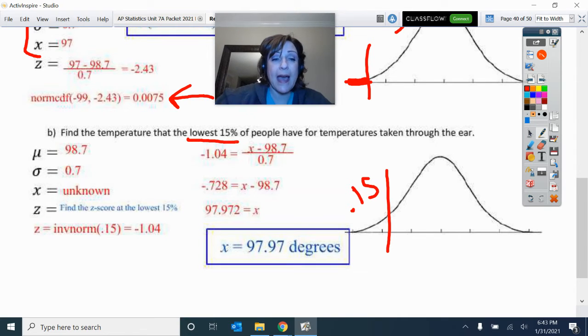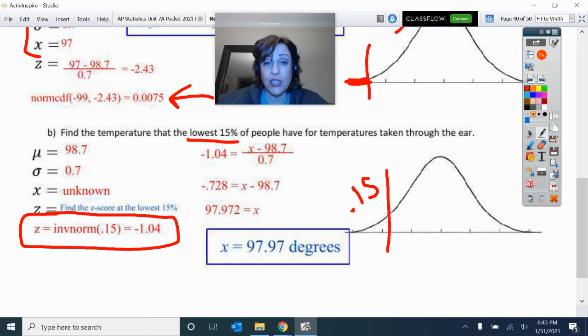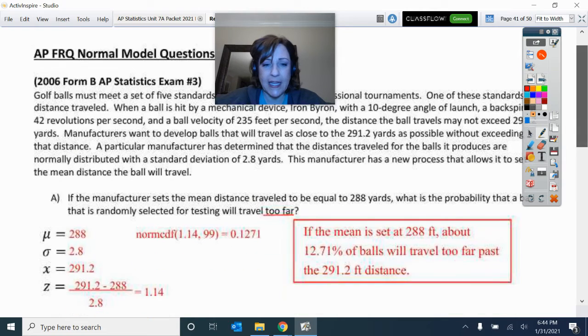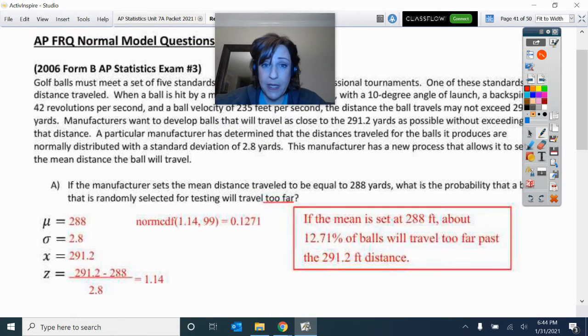So we do have a low percent, which if they give us the low percent, then we are ready to go. We are ready to get that value of that z-score. So I want to see that there, and then I want to see this formula written out where you are then ready to solve for the unknown value of x, which was 97.97 degrees. So if you had 97.97 degrees, you're in that lowest 15%, which is interesting. Here we go. Next. So these were actual AP questions.